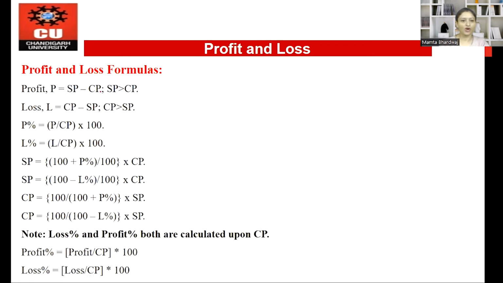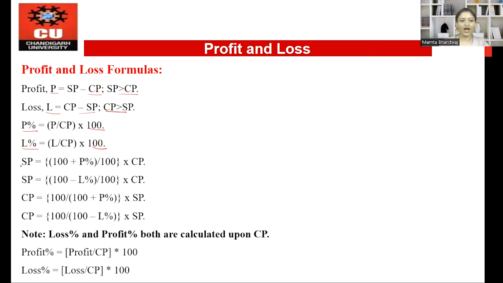Now here are some formulas related to profit and loss. This we have already discussed. Profit is the selling price minus the cost price, or we can say when the selling price is more than the cost price, there is profit. And whenever the cost price is more than the selling price, there is always loss. So profit percent is equal to profit upon selling price into 100. And loss percent is nothing but loss upon the cost price into 100.